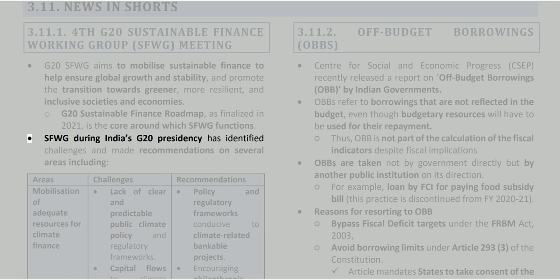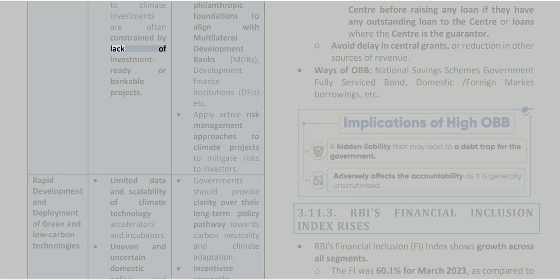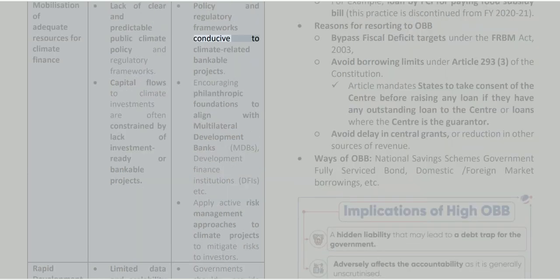The SFWG during India's G20 presidency has identified challenges and made recommendations on several areas. Challenges: mobilization of adequate resources for climate finance; lack of clear and predictable public climate policy and regulatory frameworks; capital flows to climate investments are often constrained by lack of investment-ready or bankable projects. Recommendations: policy and regulatory frameworks conducive to climate-related bankable projects.